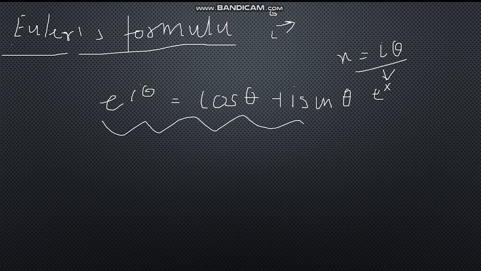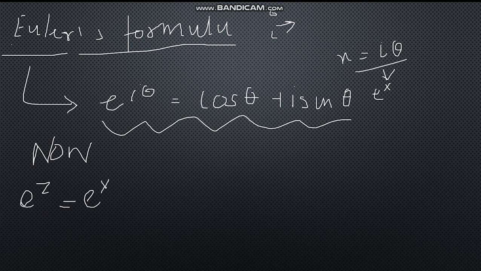Now if we take e raised to power a complex number z, which is x plus iota y, then e to the x plus iota y becomes e to the x into e to the iota y, since powers add when multiplying the same base. So it becomes e to the x (cos y plus iota sin y).